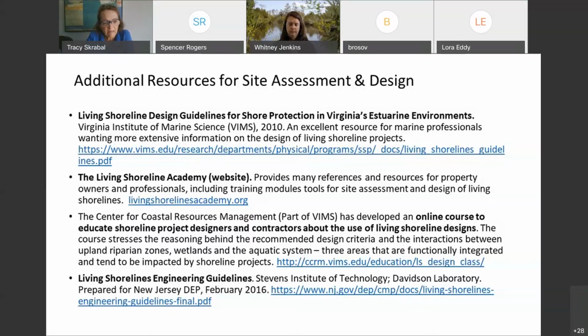The Living Shoreline Academy is a website that we helped put together with some other national partners. And there are 2 trainings on that, one for property owners and one for contractors and other technical folks, and then other resources for you. And then I really like this Living Shorelines Engineering Guidelines put together by the Stevens Institute at Davidson and for New Jersey. And it's a really nice, very technical training with some nice tools for you.